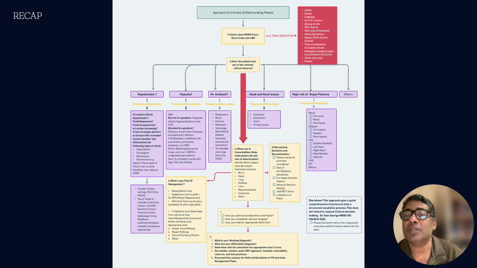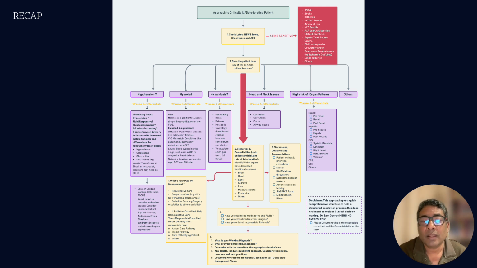Status epilepticus? Sepsis? Fluid unresponsive circulatory shock? Emergency surgical cases, for example ischemia of the gut or limb? Sickle cell crisis, and others. Okay. Now, does the patient have any other common critical features? We have already discussed this: hypotension, hypoxia, hydrogen ions, head and neck issues, high risk of organ failure, and others.